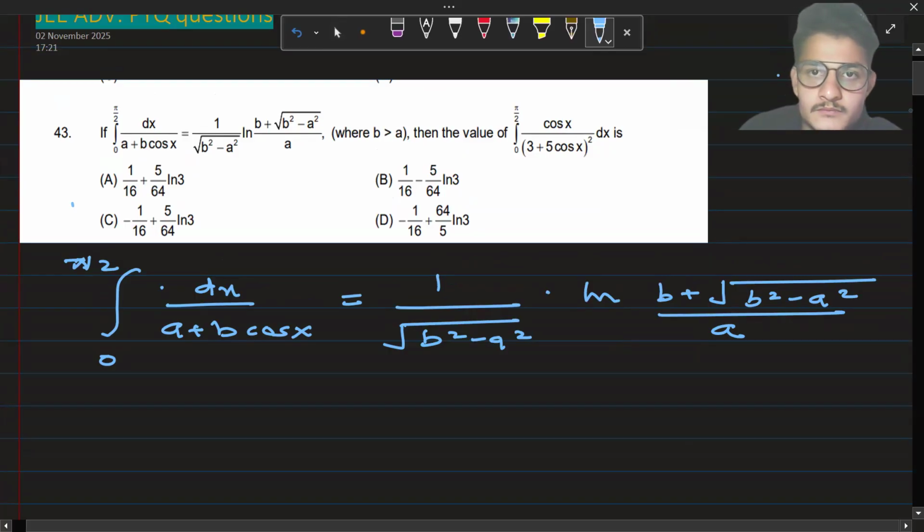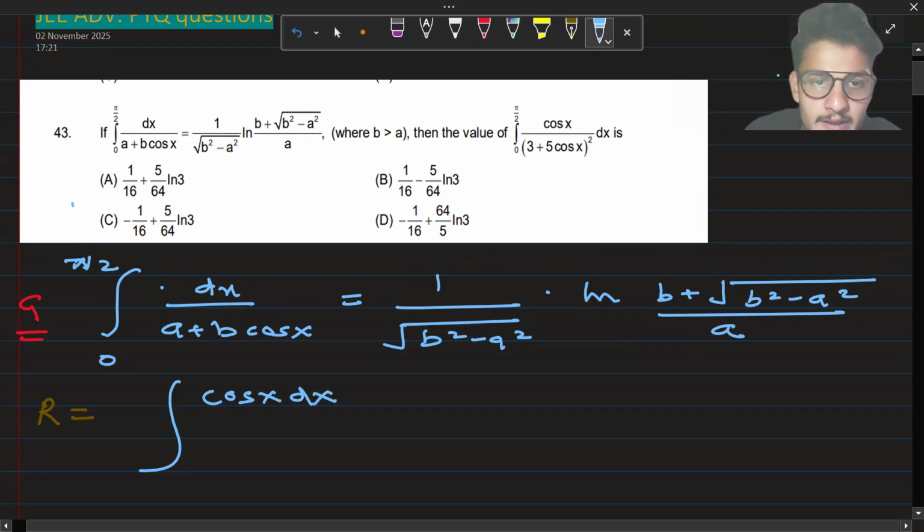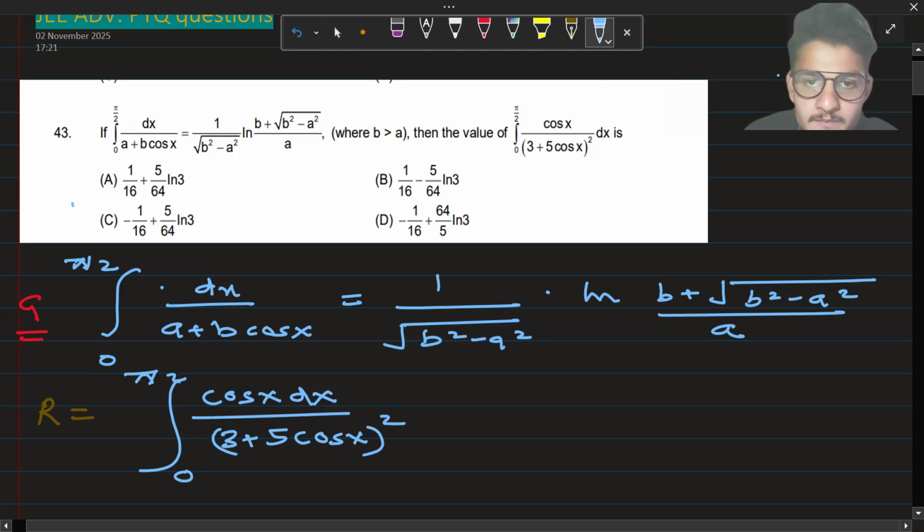Okay, this is given, and what is required? What is required? The required condition is this: the integral of cos x upon 3 plus 5 cos x whole square dx from 0 to pi by 2. This is required. How can we get the required from the given?